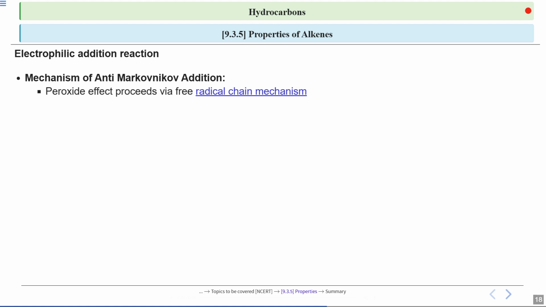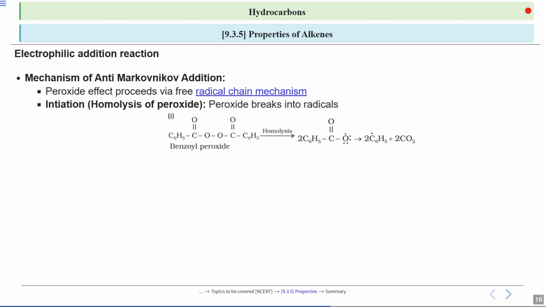The peroxide effect proceeds via a free radical chain mechanism. A free radical is a particle with an unpaired electron, making it highly reactive. This is different from the usual ionic mechanism we see in the addition reaction. The presence of peroxide is what triggers the radical pathway. What we do is we take benzoyl peroxide, and it breaks down into two parts, and these two parts are further dissociated. Benzoyl peroxide is converted to a radical which is further converted to a phenyl radical and 2 moles of carbon dioxide.